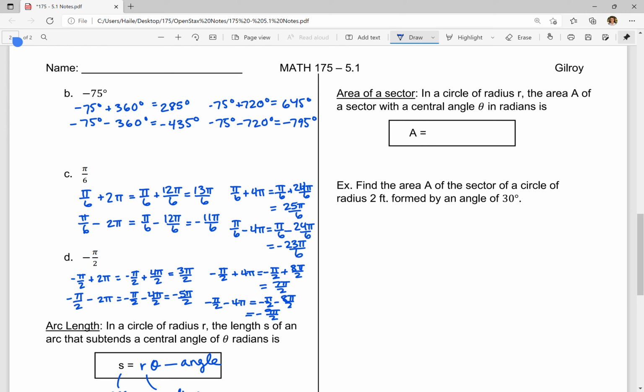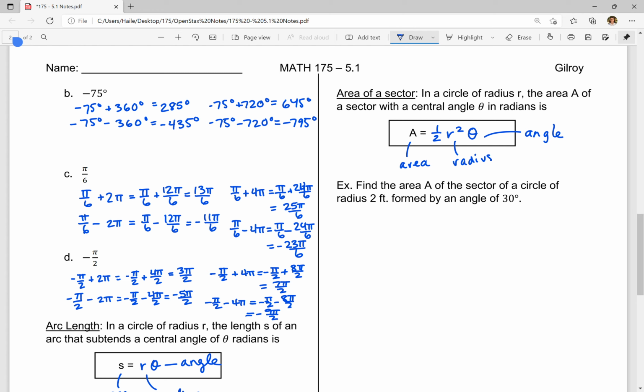So in a circle of radius r, the area of a sector with central angle theta in radians is 1/2 r squared theta. So once again, theta is always in radians. So if they give it to you in degrees, the first thing you need to do is change it to radians. R is again the radius, and then A is just going to be area. So we have area, radius, angle. And that 1/2 is just an extra number in the formula.